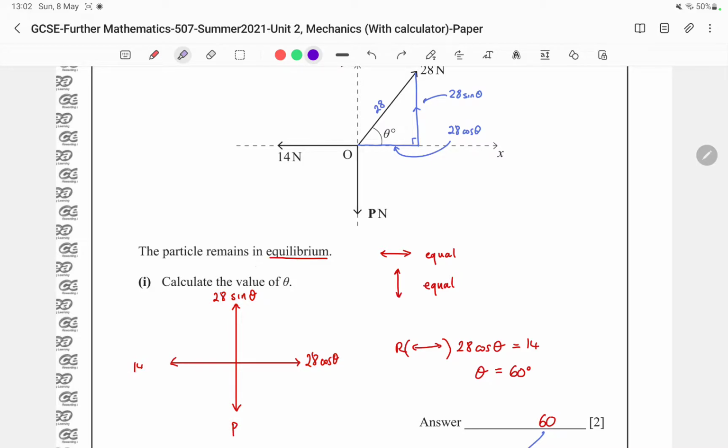Now, to find the value of theta in the question, we're going to equate either the horizontal components or the vertical components. There's no point in equating the verticals just yet because we have two unknowns there. So what we're going to do is equate the horizontal components, because that allows us to find theta. If we set 28 cos theta equal to 14, we then divide through by 14 and do inverse cos. We get theta to be 60 degrees.